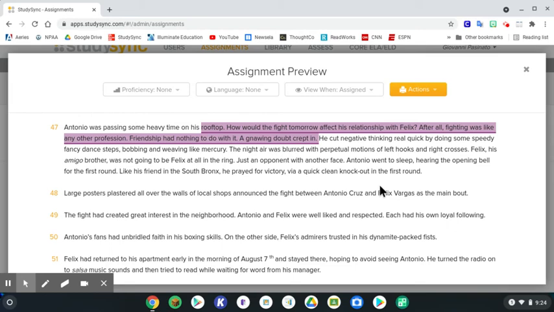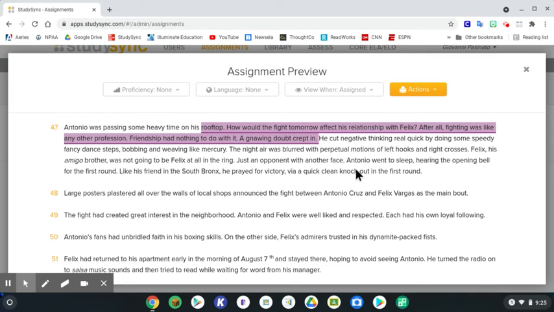So Antonio and Felix both pray for that same thing, right? If I get that quick, clean knockout in the first round, I did the least amount of damage to my friend, and I also become the champ. But I'm more focused in these first 3 or 4 lines.